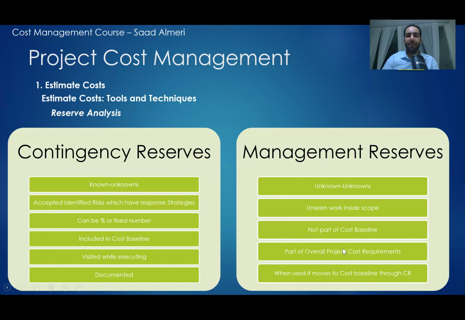So this is the difference between contingency reserves and management reserves. I should include both, and I should include the contingency reserves in the cost baseline, but the management reserves shouldn't be added to the cost baseline.